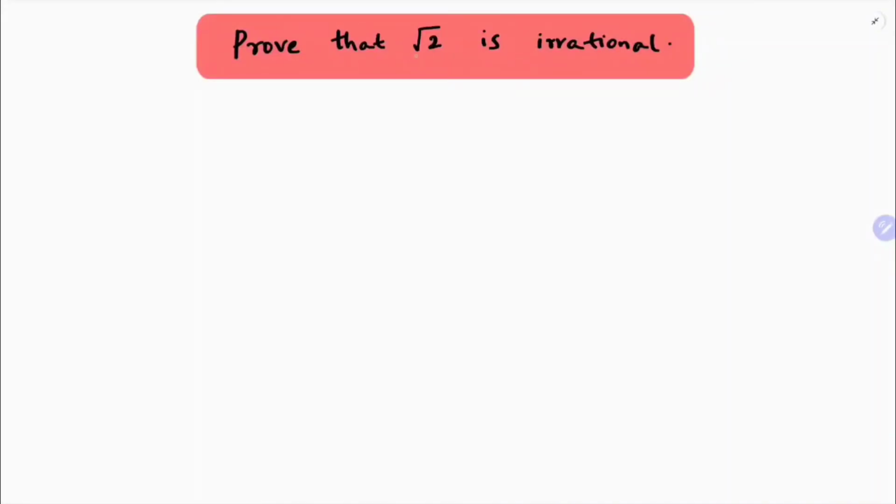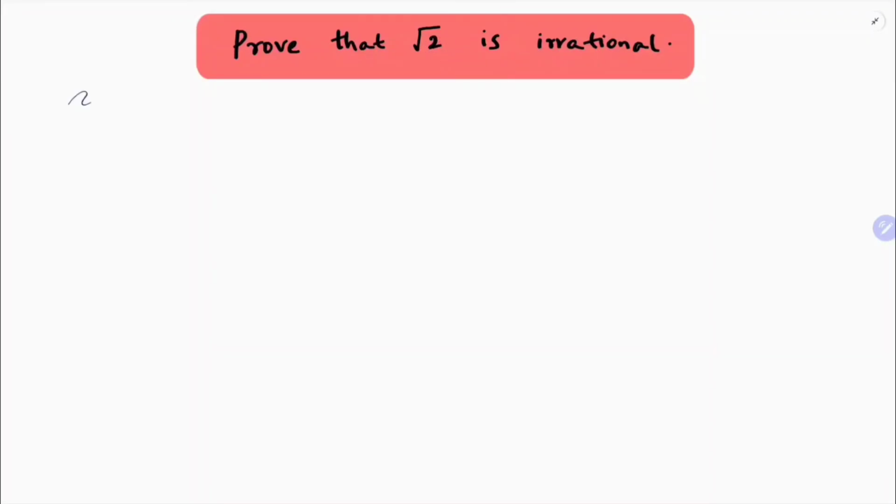Prove that root 2 is an irrational number. We already know the third form is always irrational. So here I'll solve this problem by contradiction proof. Contradiction proof means we want to show root 2 is irrational, so I'll consider root 2 as rational. I'll solve the problem, and I'll get a wrong solution, so my assumption is wrong. Then I'll say root 2 is irrational.